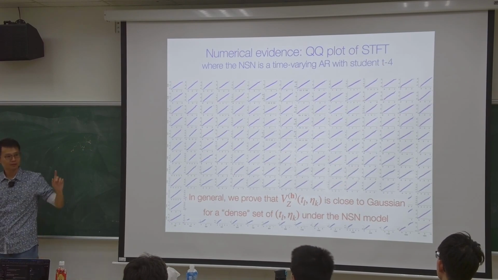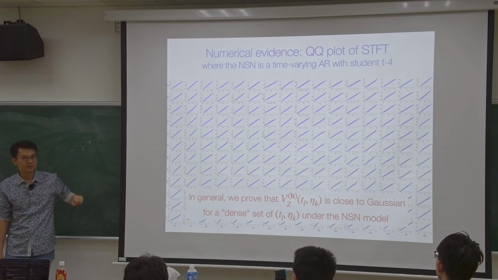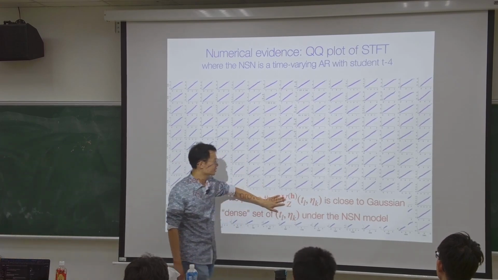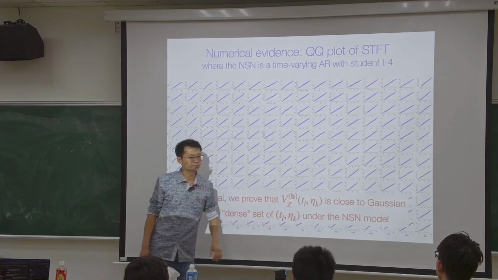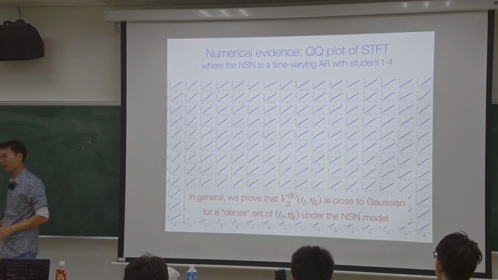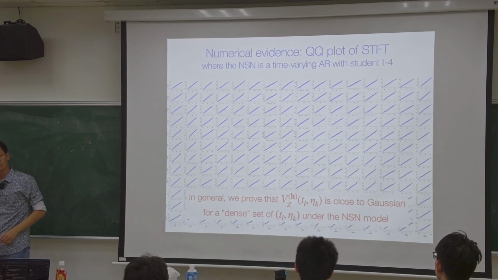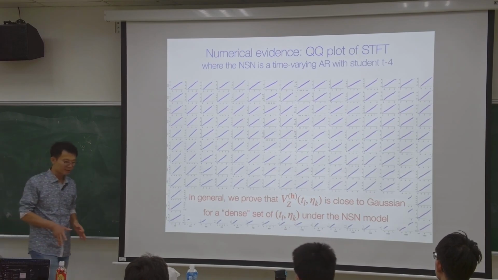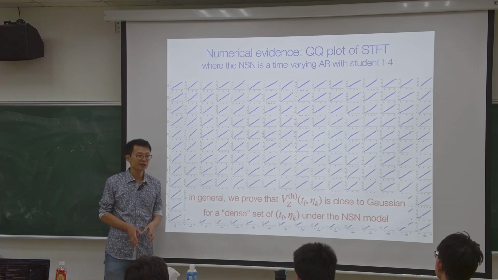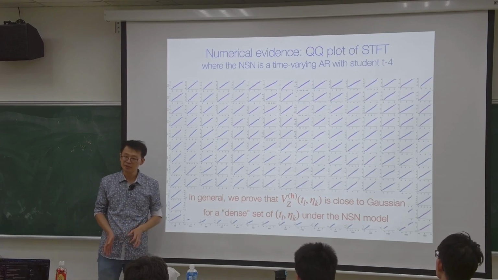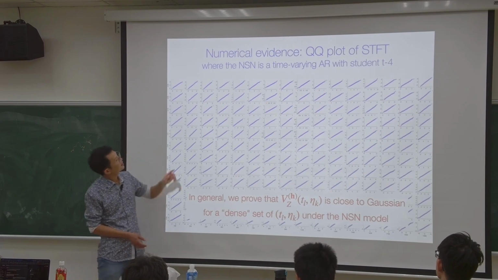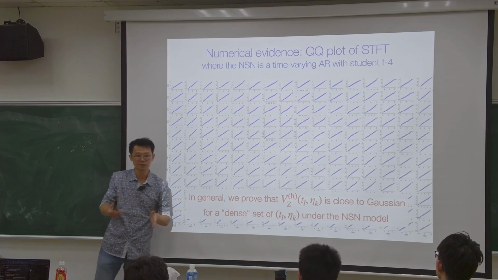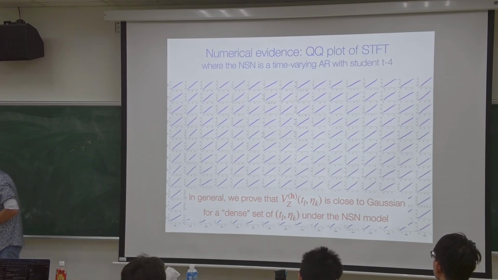Okay, so that is what you can see from simulation: you would expect the short-time Fourier transform to be close to Gaussian. You have Gaussianity of the short-time Fourier transform. And in general, if you ever learned some random field theory, then what we are trying to do is prove that the random field you construct over the time-frequency domain is actually close to Gaussian. That's what we want.